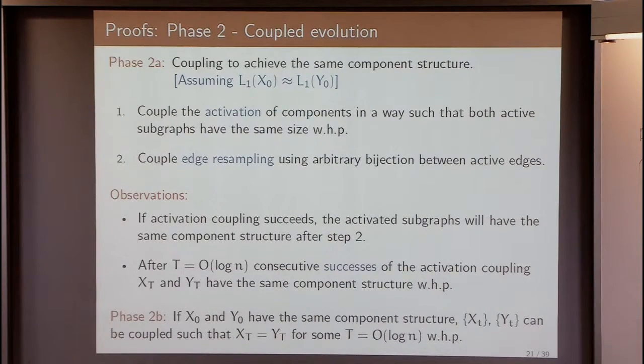So you can imagine now that if you have the same component structure in the active subgraph, all you need to do is to recover the whole configuration, and then you will achieve two subgraphs with the same component structure.